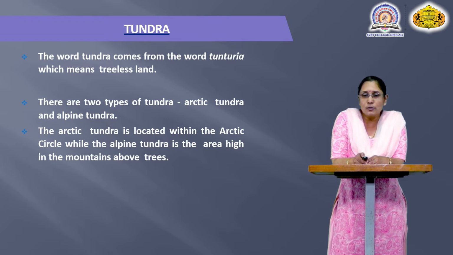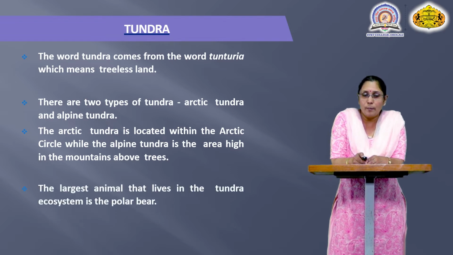The Arctic tundra is located within the Arctic Circle, while the alpine tundra is in the high area, or you can say the mountain region. So this is the major difference between the Arctic tundra and the alpine tundra. The Arctic tundra's location is the Arctic Circle, while the alpine tundra is at the area of high mountains above the trees.